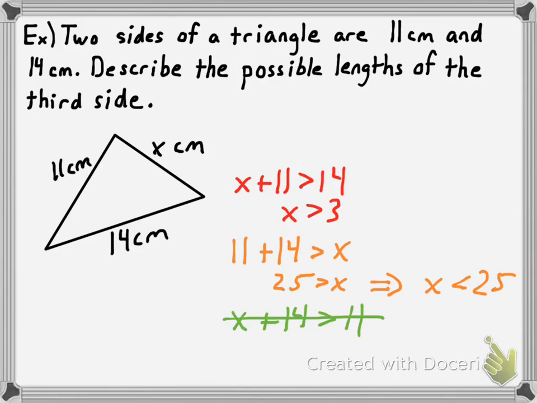So the possible lengths of the third side, you can describe this way. The third side is between 3 centimeters and 25 centimeters. Pick any number that's not between them, and you'll end up where two sides added together are less than the third side, and that doesn't make a triangle.